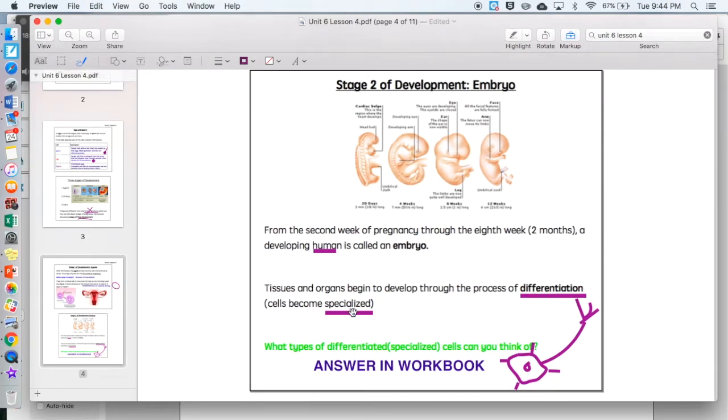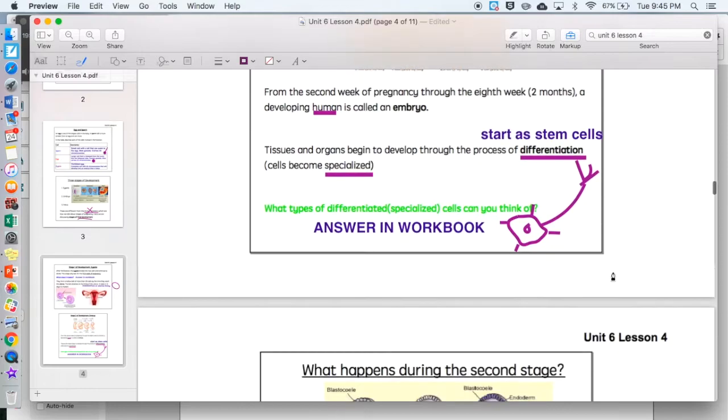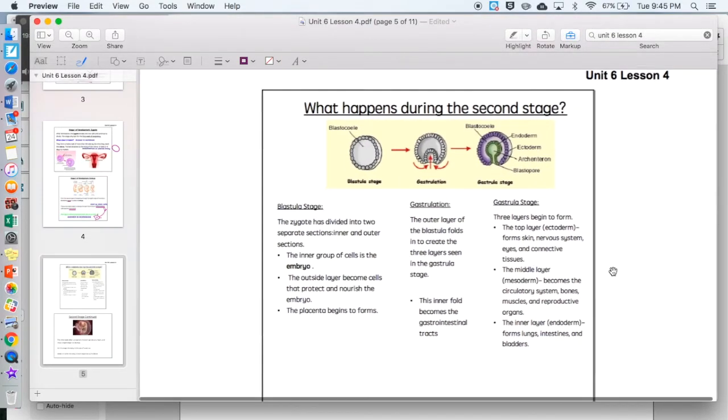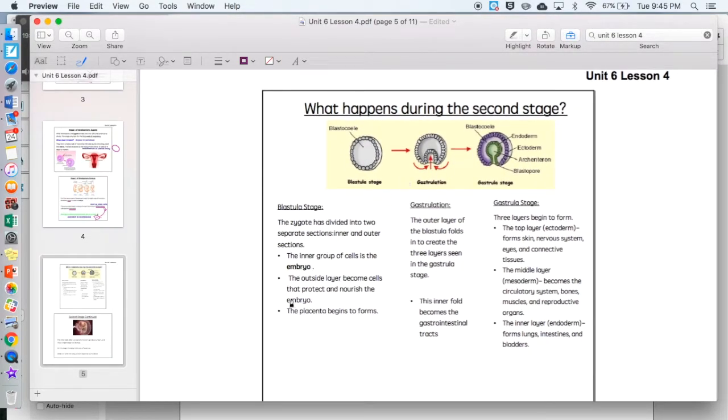So tissues and organs develop through that process of differentiation or specialization, meaning they start as the same. They start as something called stem cells. We're going to add this to the slide. Before they differentiate, they're called stem cells. And then they differentiate into their specific types. Okay? So the little circle cells that we've been looking at in diagrams all year, those are diagrams of stem cells. So what happens during the second stage? And we're going to have a video that goes through all of this in nice detail as well.